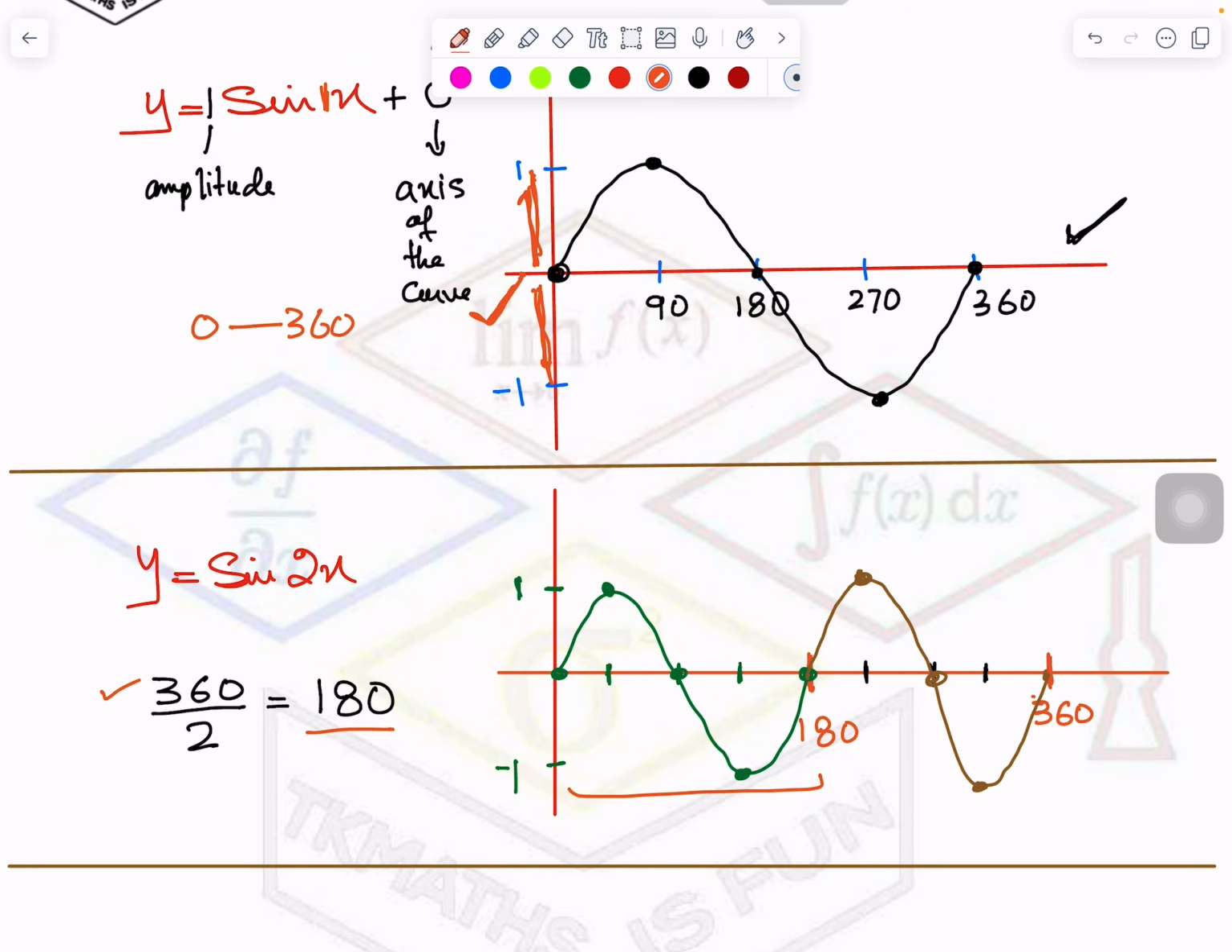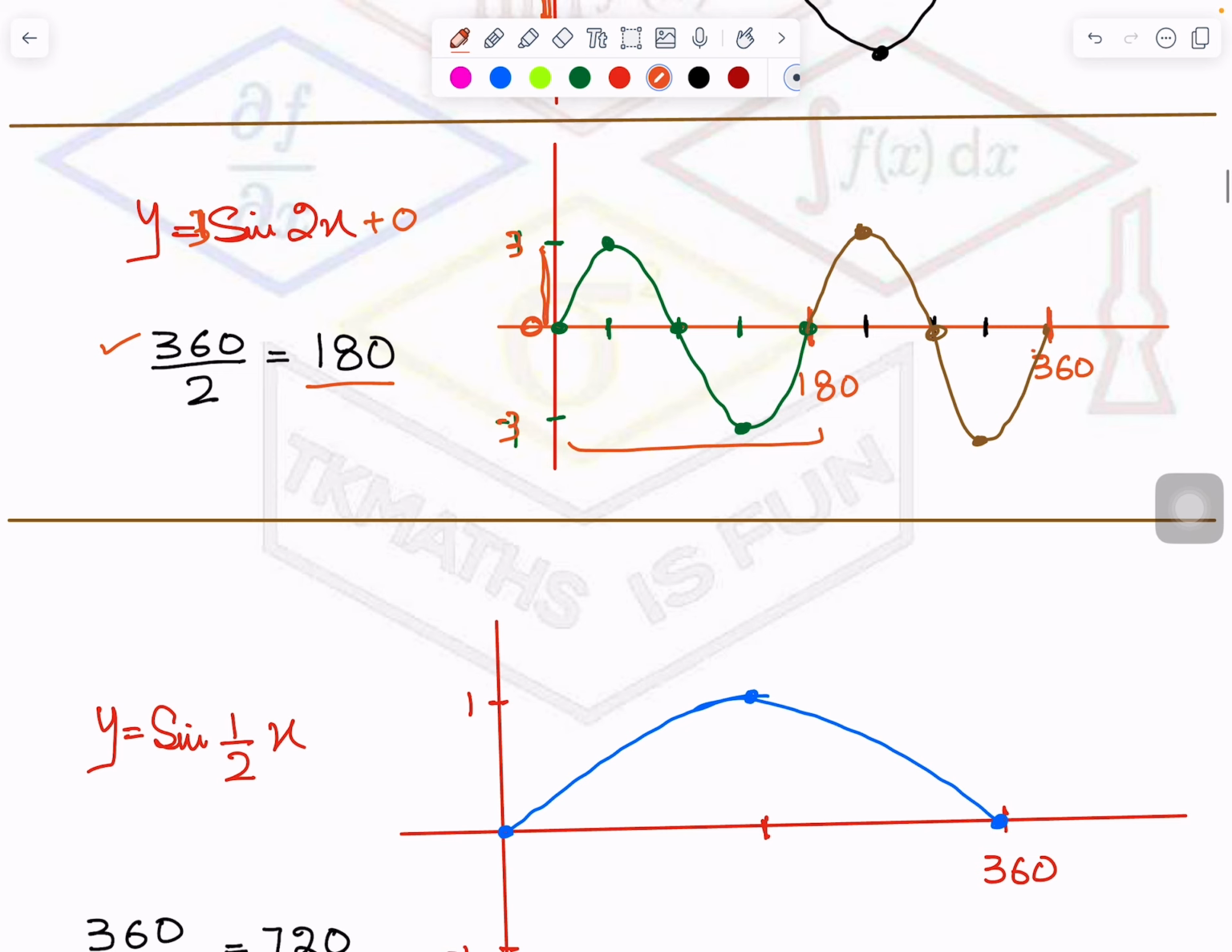But now it has compressed. So within 360, I will have 2 cycles. Again, I have no number here, it means I have 0 here. So that's why the axis of the curve is the x-axis. And I have no number here, it means it is 1. So amplitude is 1. If suppose I have written here 3, then this will be 3 and this will be minus 3, right?